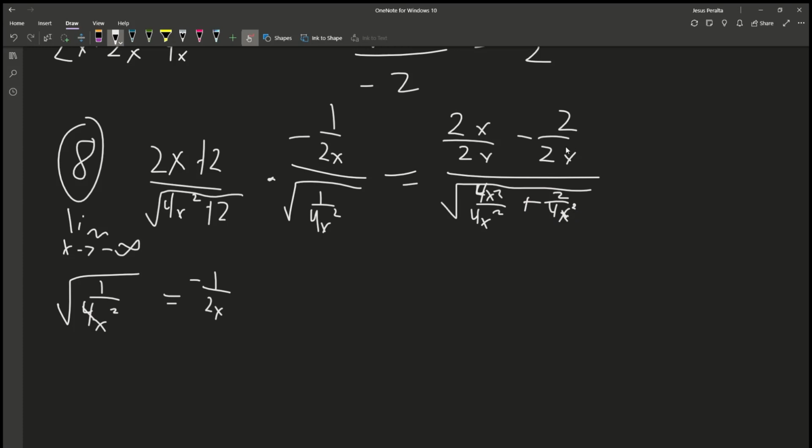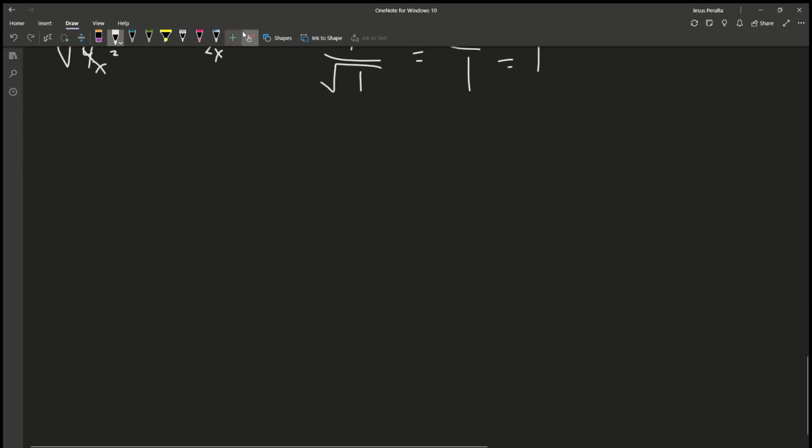So whenever we have x in the denominator, this turns into 0, that turns into 0, and then these cancel out. So then it is going to be 2 over 2, which is 1, over the square root of 1, which is the same thing as 1, so 1 over 1, which is 1. On to number 9.